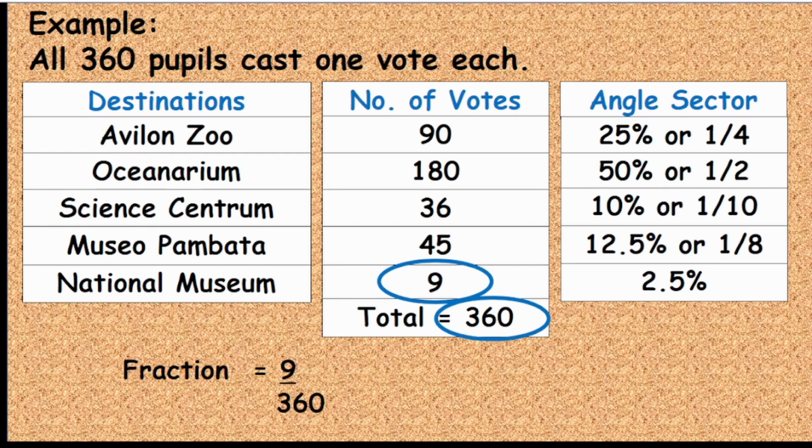For fraction form, 9 divided by 360, we are going to divide by 9. So 9 divided by 9 is equal to 1. 360 divided by 9 is equal to 40. So 2.5% or 1/40 is the angle sector for National Museum.